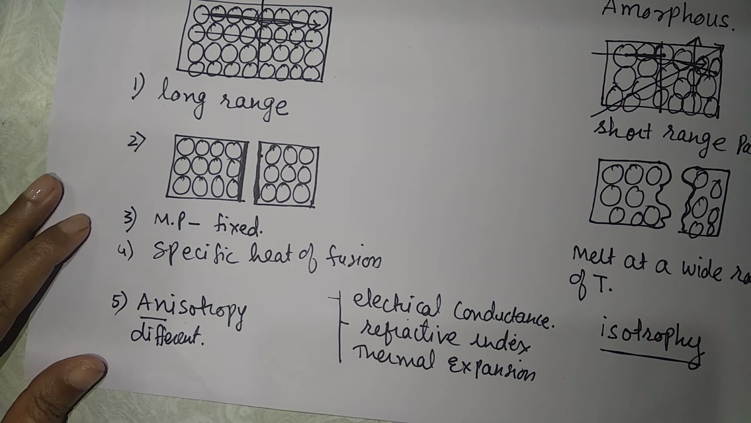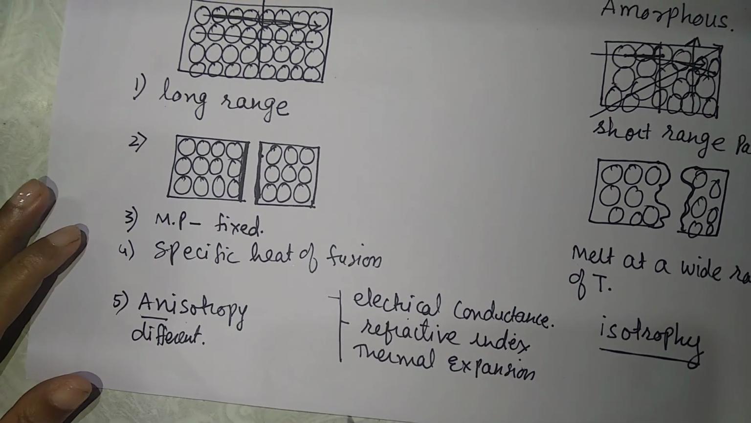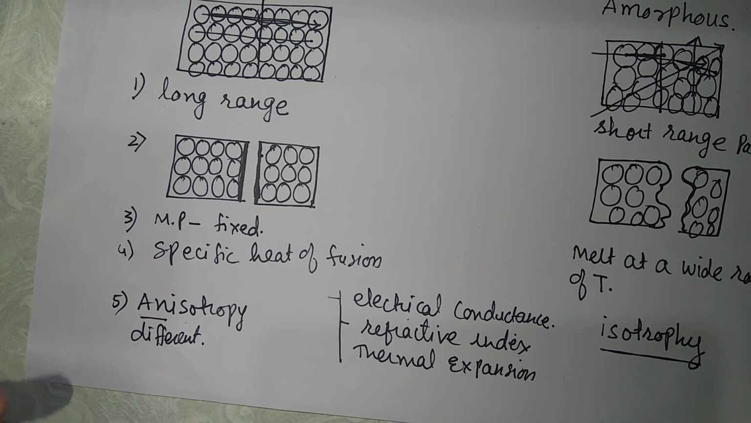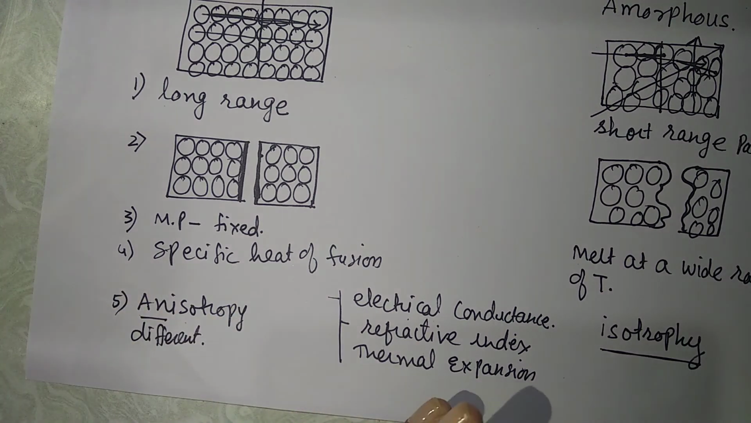Let us come to the next one. When I talk about crystalline solids, I say that they are true solids because the properties are all fixed. While the amorphous solids, now I can't say they are false solids, but they are pseudo solids, or usually we call them supercooled liquids. So those are the points of difference between the crystalline and the amorphous solids.